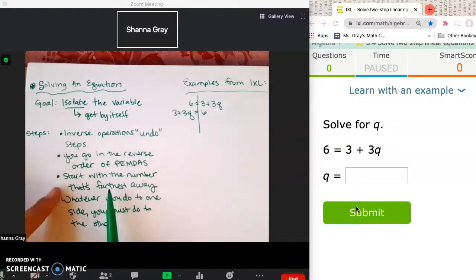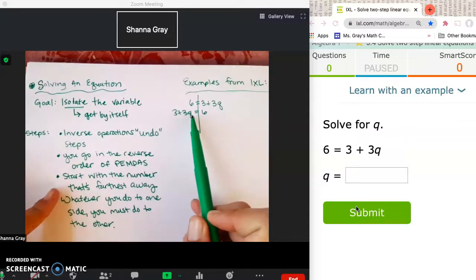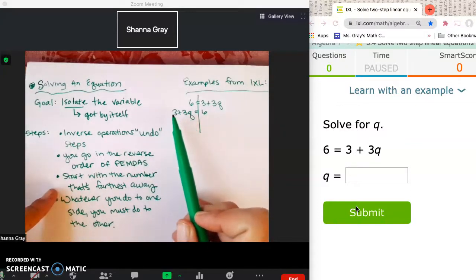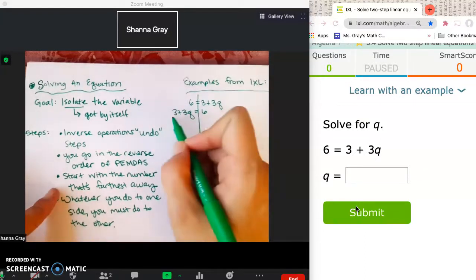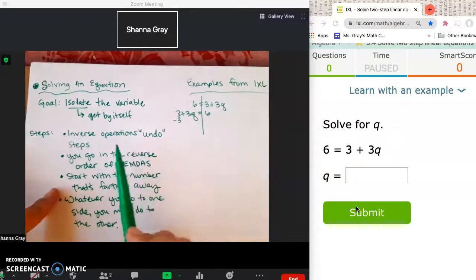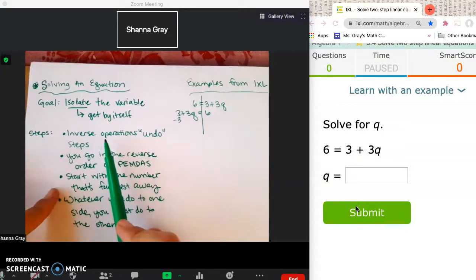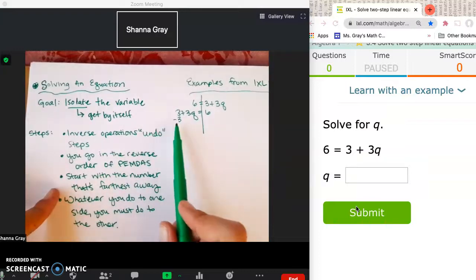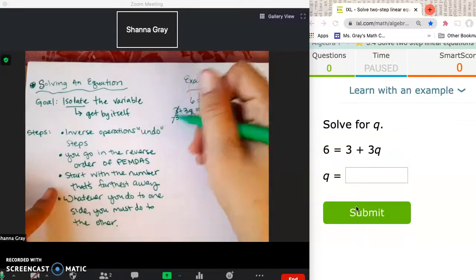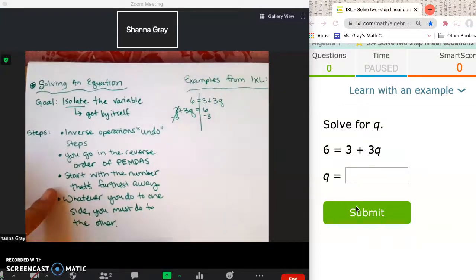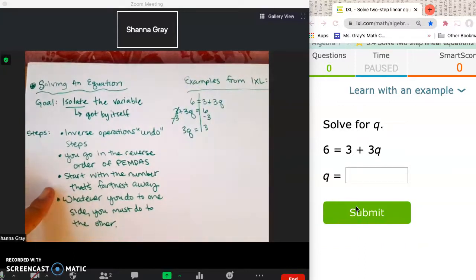But you can also think of it that if this Q is here, physically farthest away is this 3. This 3 is a positive 3, like being added. So in order to undo it, I have to subtract 3. And whatever I do to one side, I must do to the other. So 3 minus 3 cancels out, and I'm left with 3Q equals 6 minus 3, which is 3.